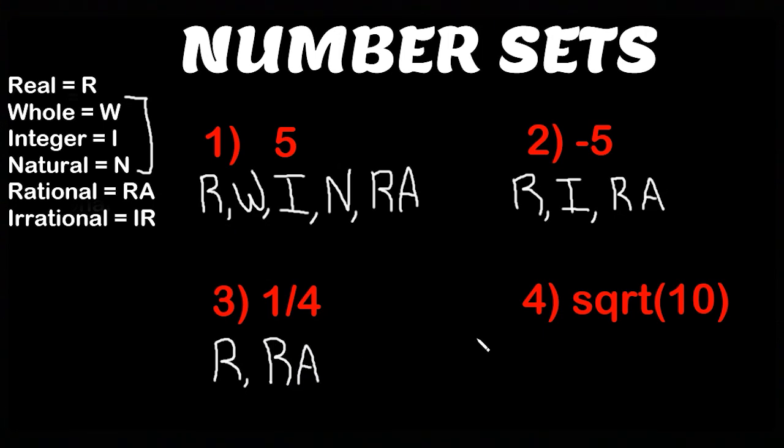Okay, last one, square root of 10. Is that a real number? Yes, it is. It falls on the number line. Whole, integer, or natural, if you go ahead and put that into your calculator, you're going to see that you're going to get a decimal because that is not a perfect square. So it cannot be those 3 right there. Now all we have to determine is, is it rational or irrational? Well, it's not a perfect square. As a result, it's going to be irrational. So IR.